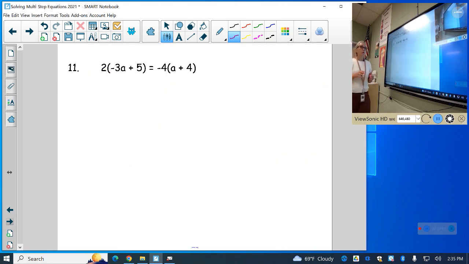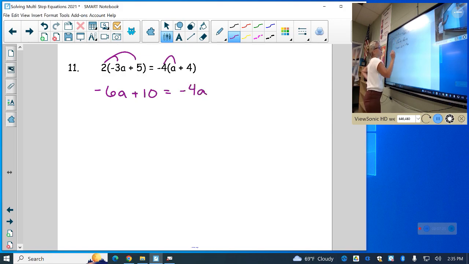Now, here, before we go ahead and solve, we have to get rid of the parentheses. We're going to use the distributive property like we talked about before. So I'm going to go ahead and distribute my 2 here. So I have 2 times negative 3 times A is negative 6A. 2 times 5 is 10. Negative 4 times A is negative 4A. And negative 4 times 4, or positive 4, is negative 16.